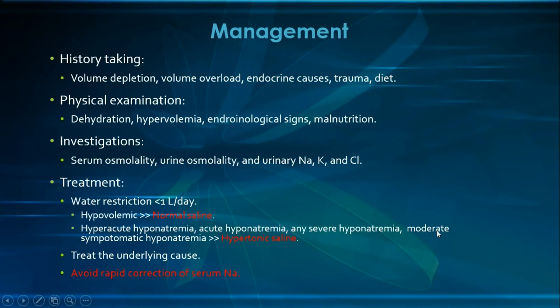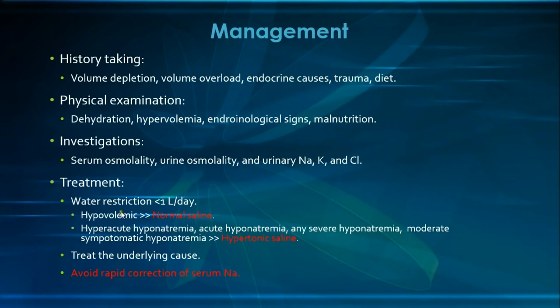Pretty much all the other conditions, that is if you have a chronic hyponatremia or a moderate hyponatremia and that is asymptomatic, you would only do water restriction. After stabilizing the patient, of course, you have to treat the underlying cause, because hyponatremia is a sign of a disease. It is not a disease itself, but it's rather a sign of underlying disease.